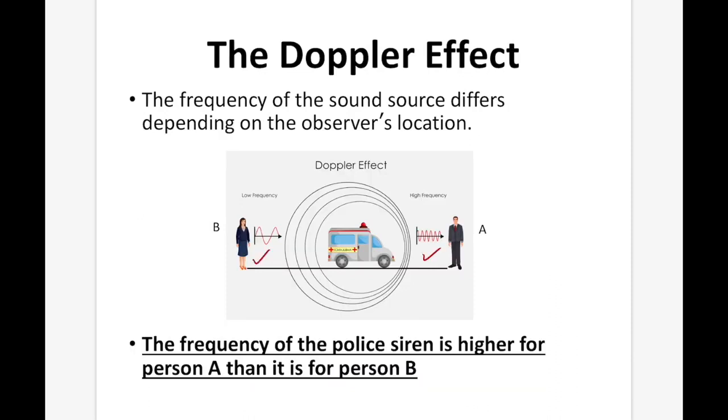Since the vehicle is moving towards person A, there's a shift in the wavelength as well as the frequency of the waves that the person is encountering.